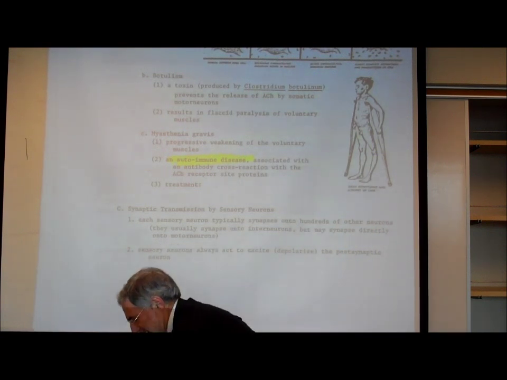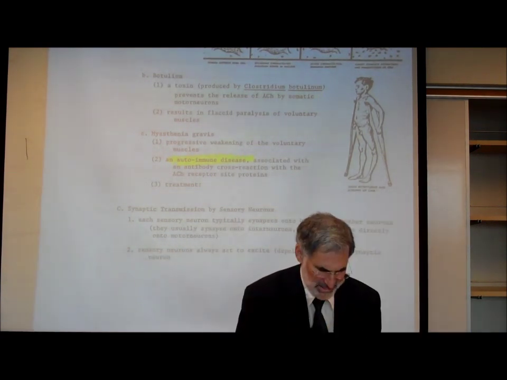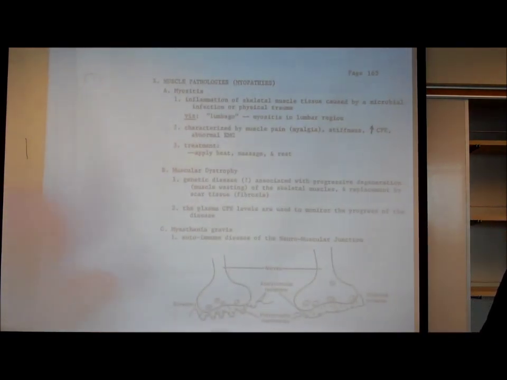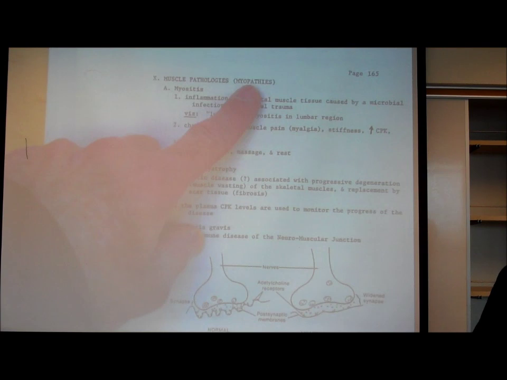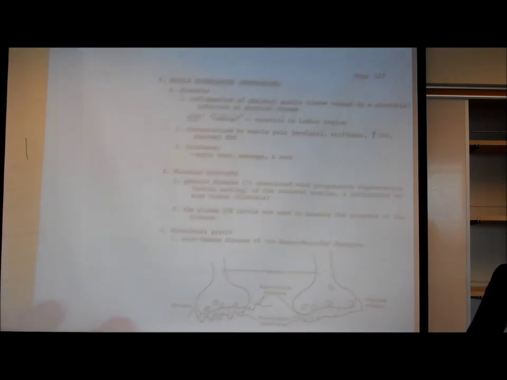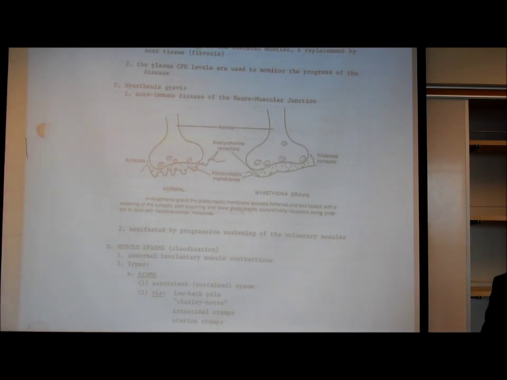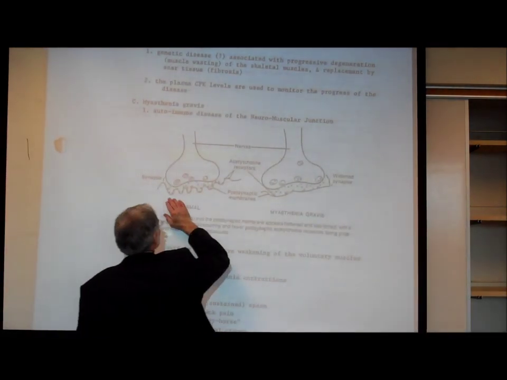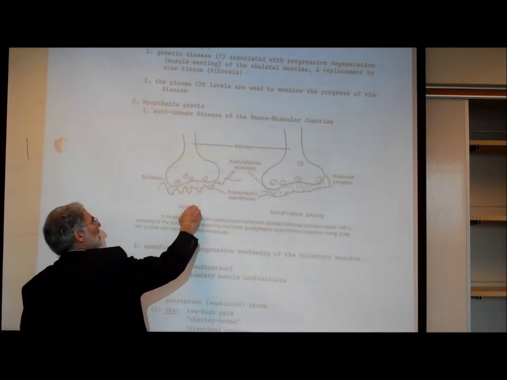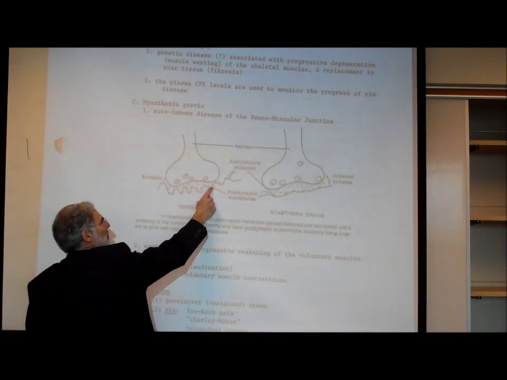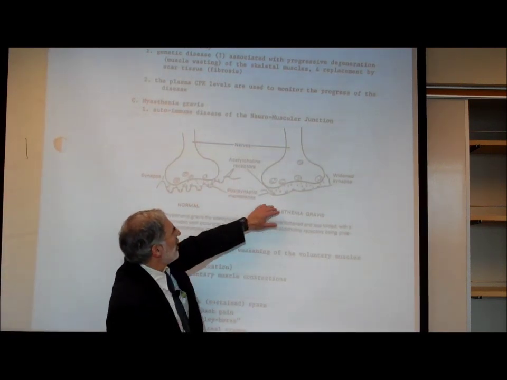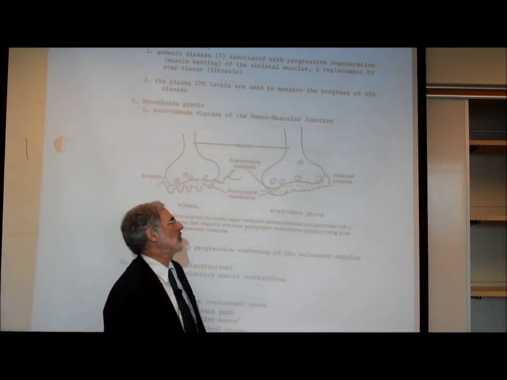Now, make a note, we're going to look ahead to page 165. On page 165, we're talking about muscle pathologies or myopathies. And right here on page 165, there's a picture. All right, looks familiar. Here's a synaptic knob. Here's the skeletal muscle cell membrane. And these little boxes represent the acetylcholine receptors. Now, on the right, it shows myasthenia gravis.